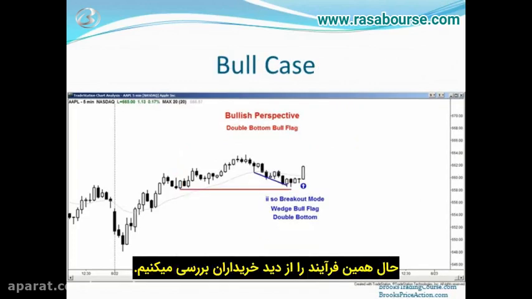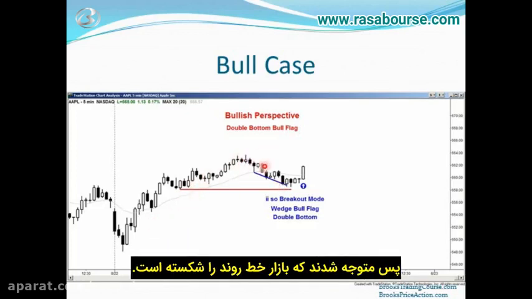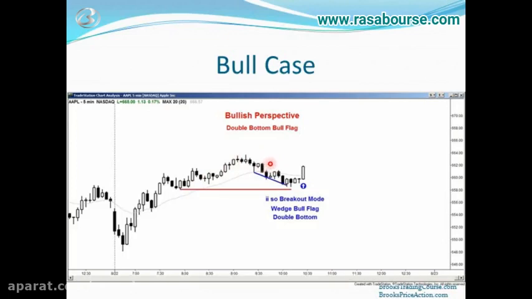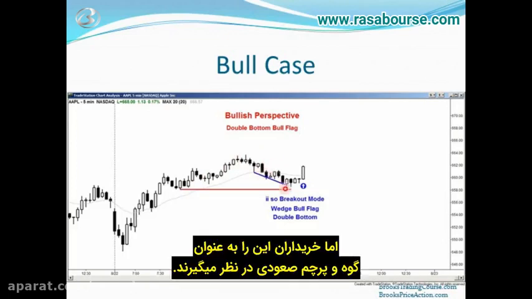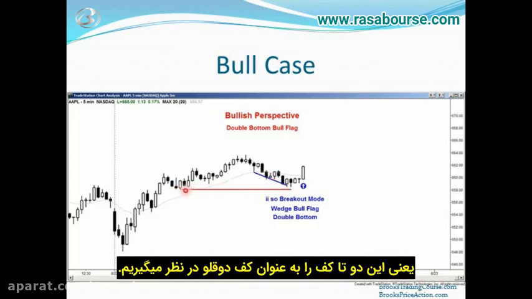Let's take a look at that same sequence, but from the eyes of a bull. So the bulls saw this strong sell-off breaking the trend line, so they're aware that the market broke below the trend line, but they see this as a wedge bull flag, 3 pushes down, and a possible double bottom bull flag with this earlier low, the bottom of the channel.